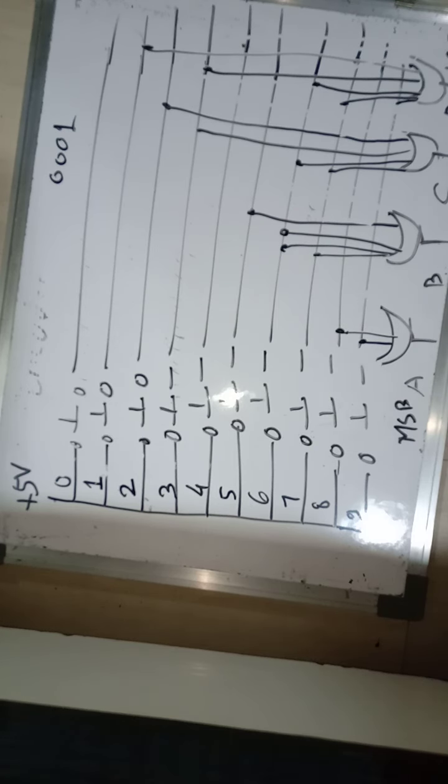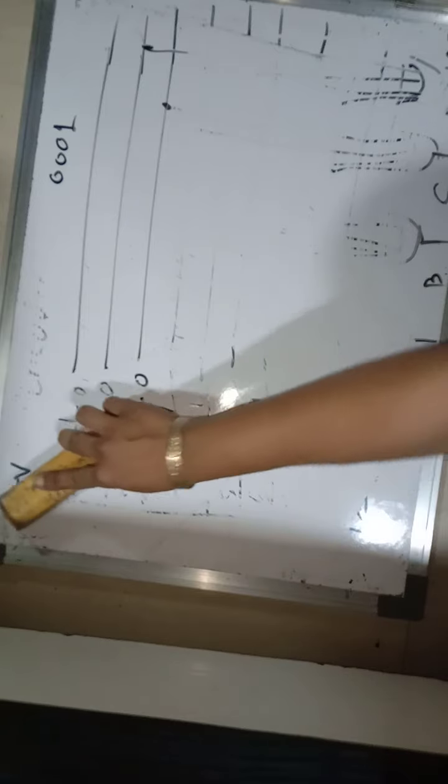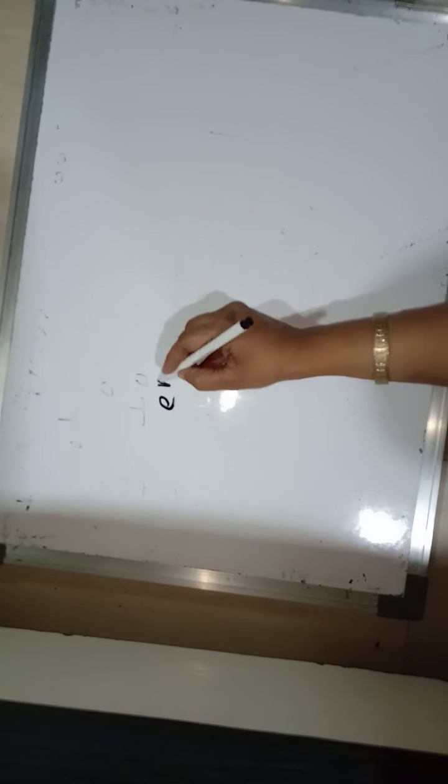Okay, so now we are going to see the decoder. So what is the use of decoder? Decoder is used to convert the binary number into its respective decimal number. So decoder is also a combinational logic circuit which converts the encoded signal back to its original form.